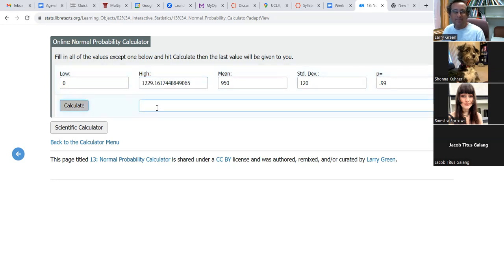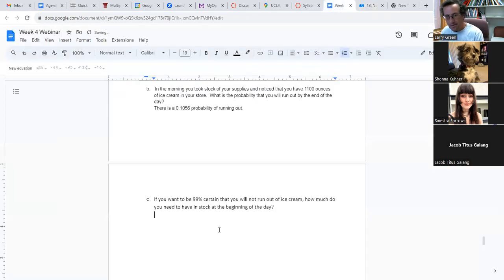So that's when I hit calculate. So I have 1,229.1617 ounces. So 1,229.1617 ounces of ice cream in stock at the beginning of the day. Any questions on kind of making business decisions based on the normal distribution?